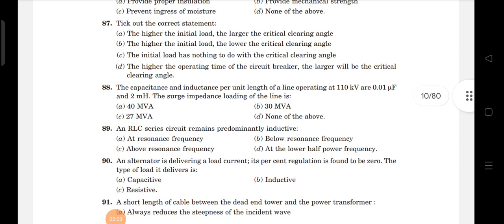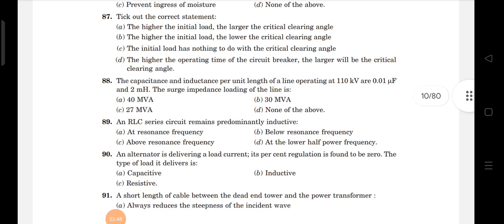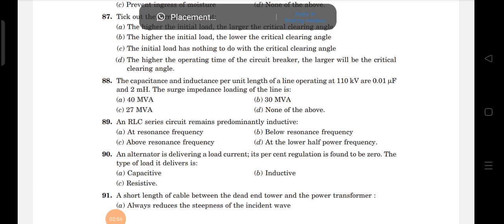Next, an RLC series circuit remains predominantly inductive. First option, at resonance. Second option, below resonance. Third option, above resonance. Fourth option, at lower half power frequency. Now see here, resonance occurs when XL is equal to XC, right? Below the resonance, that means XC is greater than XL, right?